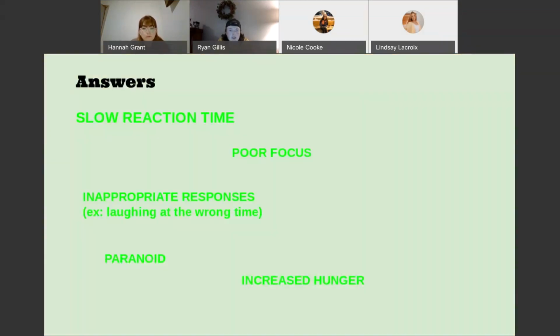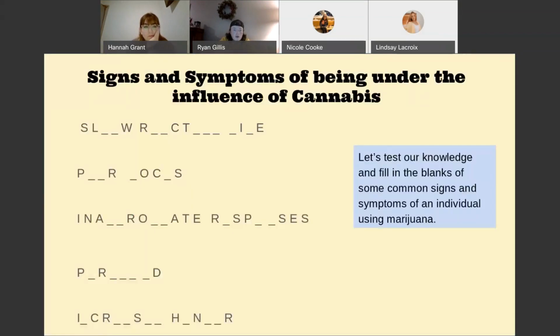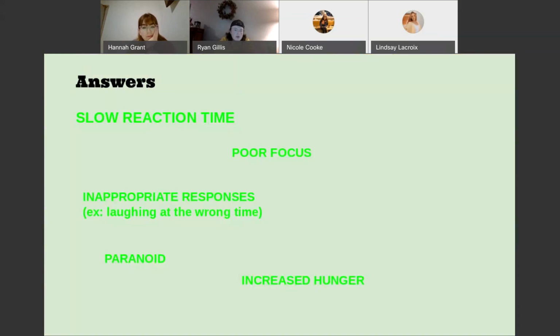These are the answers. So for the first one, if you typed in slow reaction time, you got it right. And for number 2, if you typed in poor focus, you got that one right as well. As well as inappropriate responses for the third one, such as laughing at the wrong time. Some other signs and symptoms are being paranoid and an increased hunger.